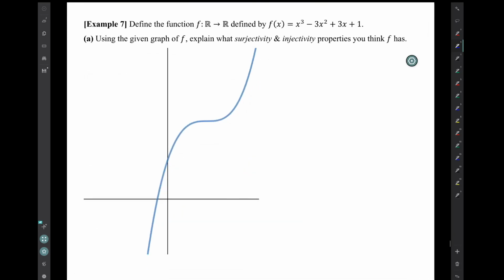Now consider this function, f of x given by this cubic polynomial. Using this graph of the function, figure out what surjective and injective properties you think the function has. Well, notice that every horizontal line touches the graph exactly once.